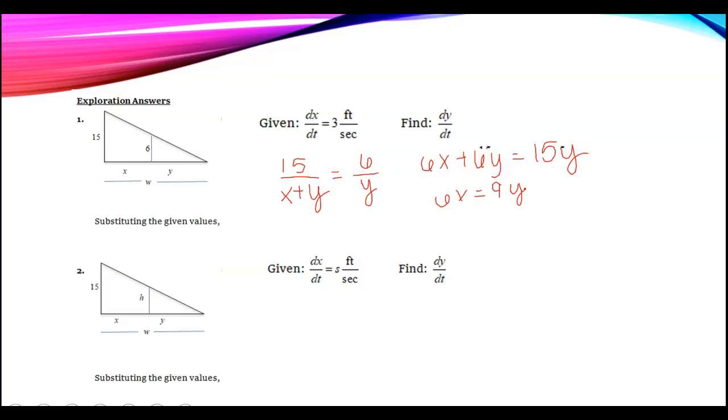And then you take your derivative now. 6 dx dt equals 9 dy dt. And you're solving for dy dt because we know dx dt is 3. So you have 6 times 3 divided by 9. So you get 18 over 9.